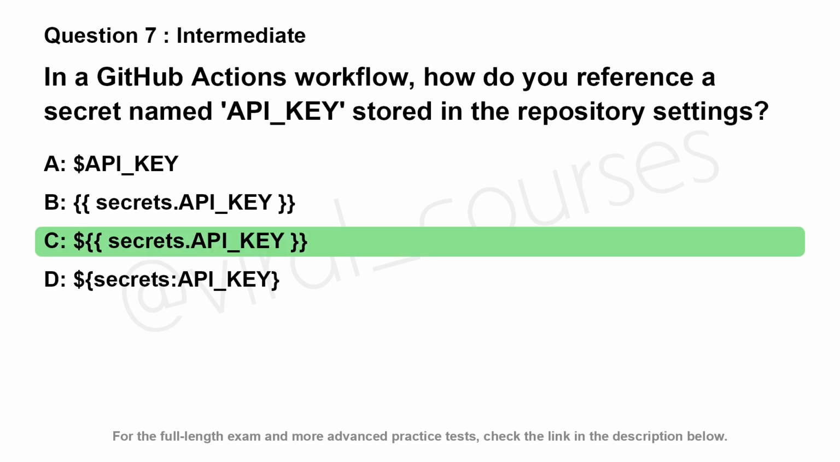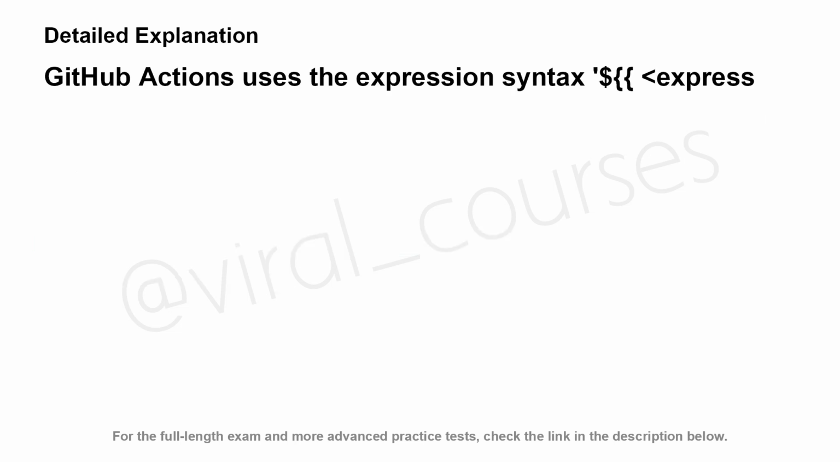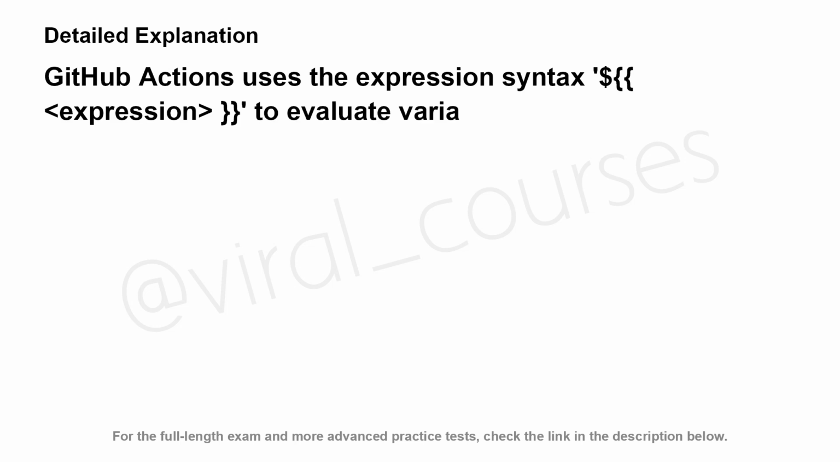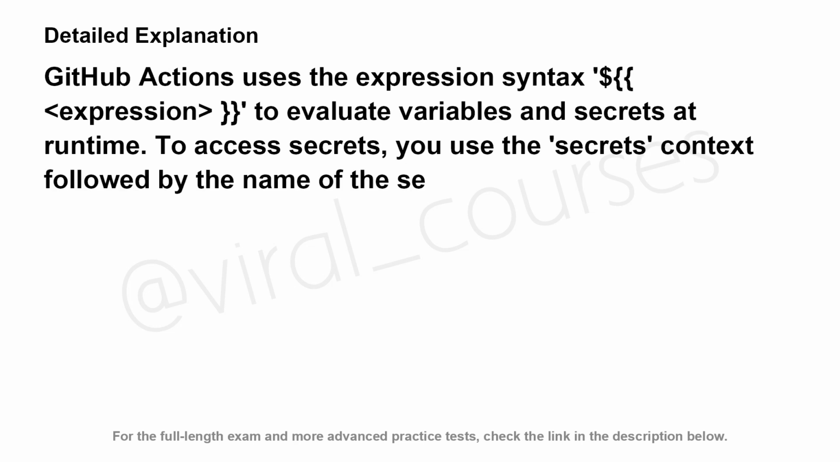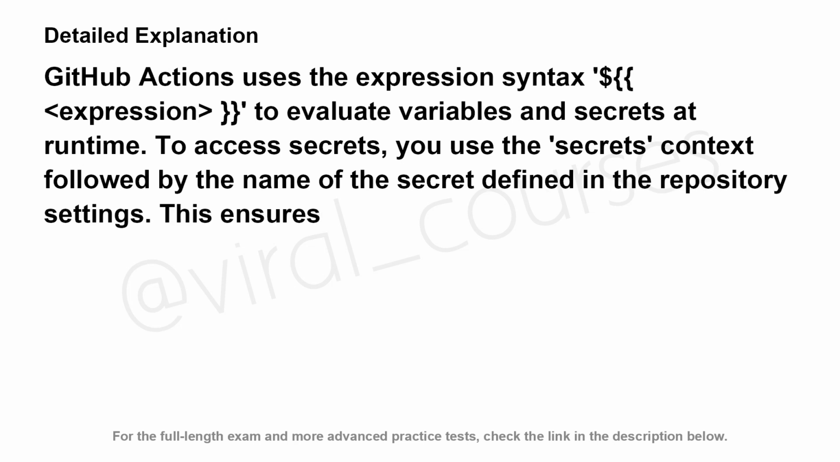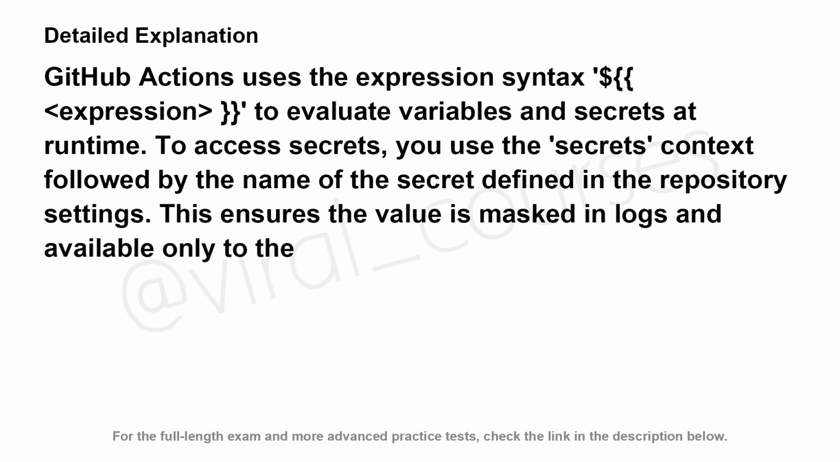The correct answer is C. GitHub Actions uses the expression syntax ${{ }} to evaluate variables and secrets. At runtime, to access secrets, you use the secrets context followed by the name of the secret defined in the repository settings. This ensures the value is masked in logs and available only to the execution environment.